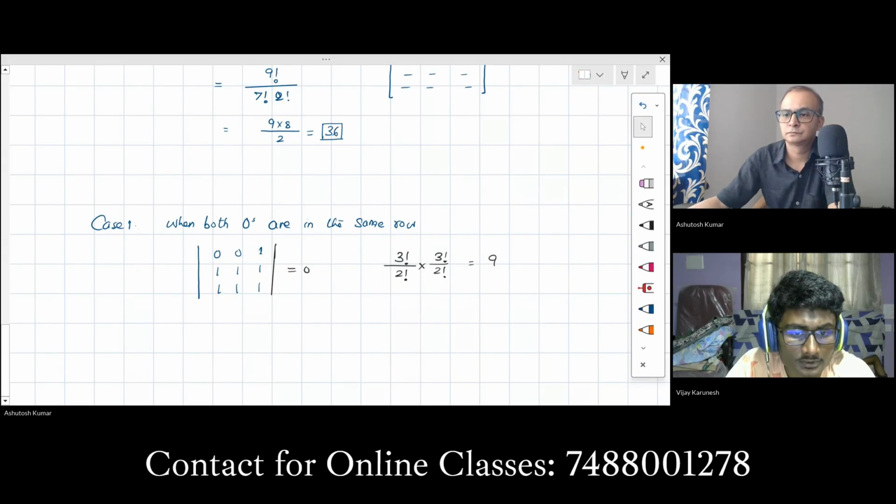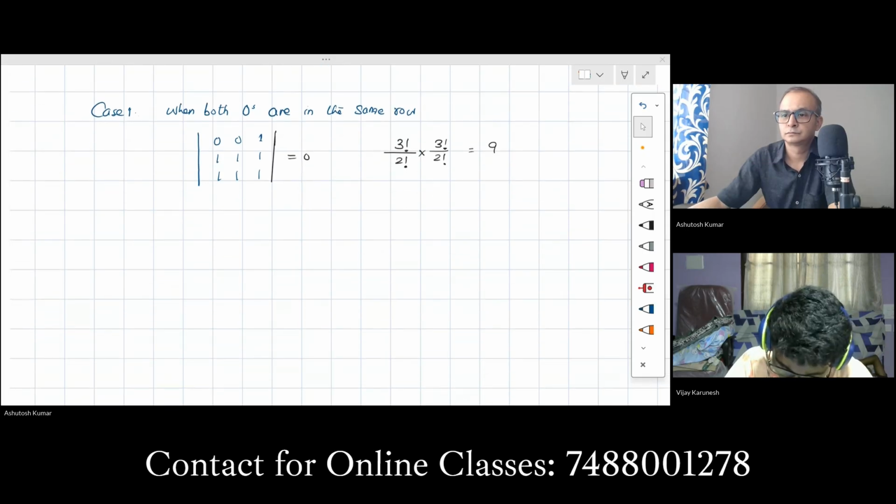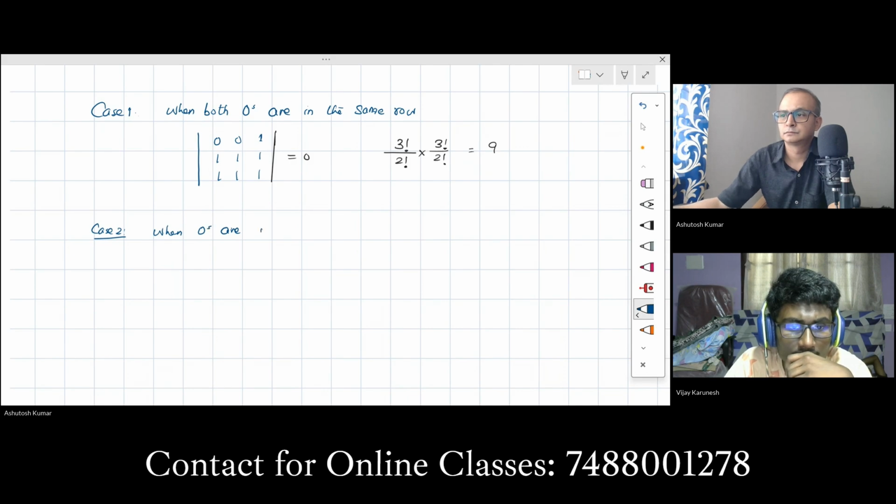Can you just see and tell me what you are doing? Tell me, case 2. What is case 2? When zeros are in different rows, same column. Rows we can work directly, column we don't have to work.